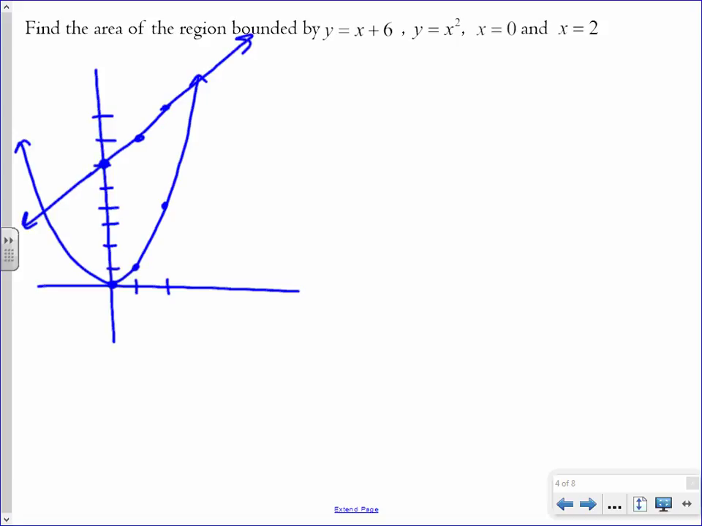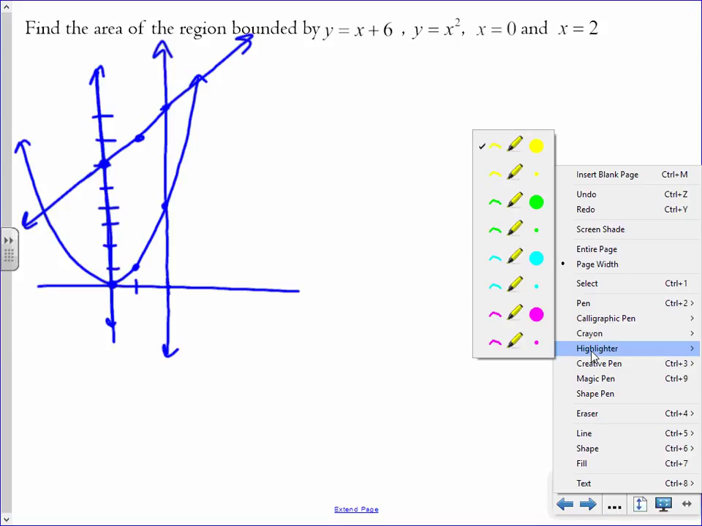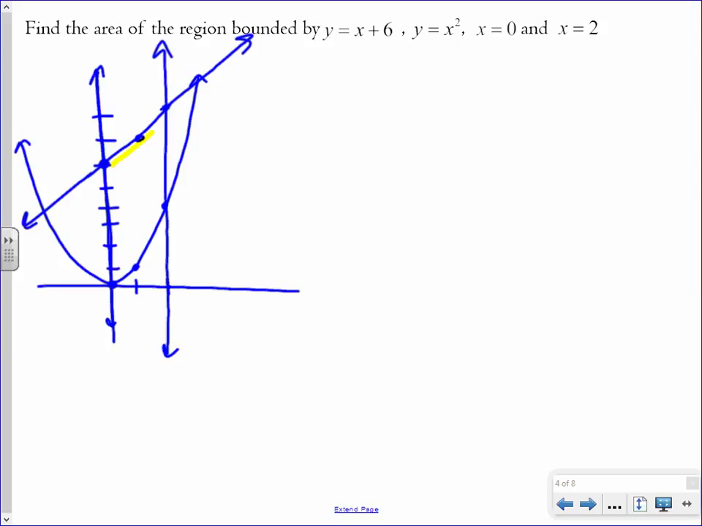Okay. And then we want x equals 0, which is the y-axis, and x equals 2, which is right here. Okay, there's a lot of stuff going on there, right? But for sure we need between 0 and 2 specifically, right? So the region in question here is between x equals 0 and x equals 2, and then between the parabola and the line.